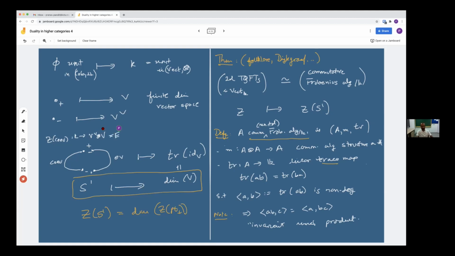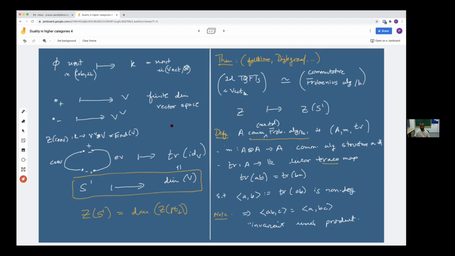And this is nothing but a map which takes 1 to the identity map of V. So when I compose it with the evaluation, I'm basically taking the trace of the identity map, and that's just the dimension of V. So the circle goes to the dimension of V. So this one-dimensional topological field theory, the only interesting information it contains is that it's determined by a vector space, and we know the only invariant of a vector space is its dimension, and that's encoded in the value of the field theory on the circle, the partition function on the circle.